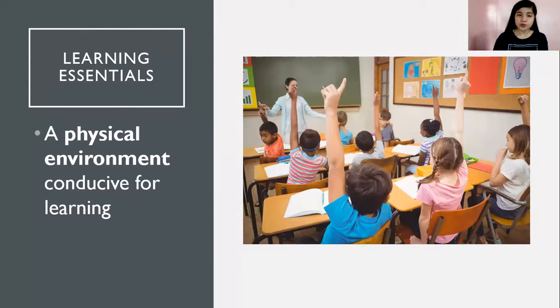Now, how do we know if a physical environment is conducive for learning? If it keeps the school safe, clean, orderly, and free from distraction. Number 2, it maintains facilities that provide challenging activities. And number 3, it addresses the physical, social, and psychological needs of students.